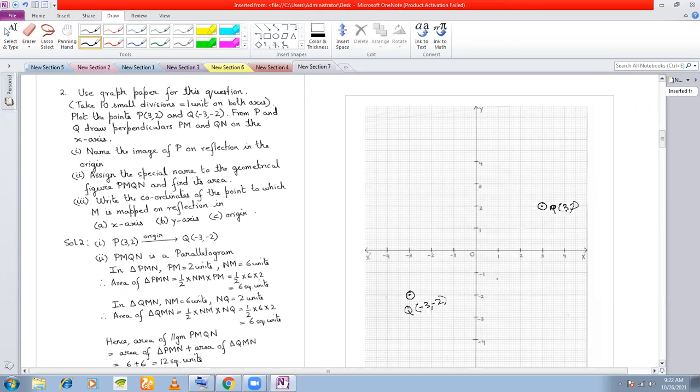From P and Q, draw perpendiculars PM and QN on the x-axis. So from P, you are required to draw a perpendicular. So with a scale and a pencil, you draw a perpendicular here on the x-axis. So this is your PM. This point becomes your M. And also you have to draw a perpendicular from Q on the x-axis. So from Q, you draw a perpendicular. Okay.